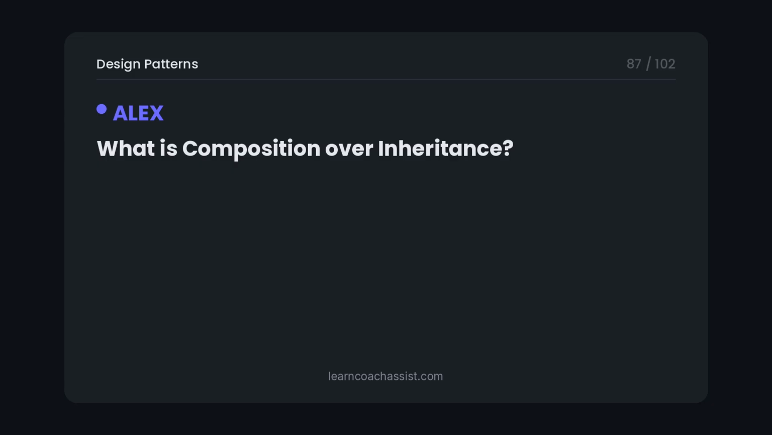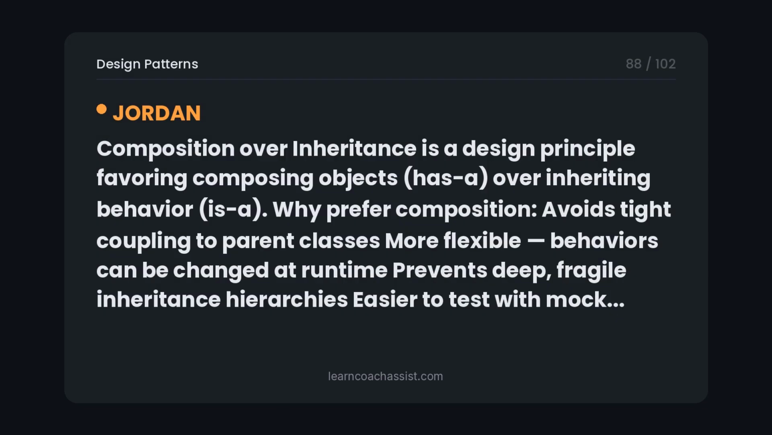What is composition over inheritance? Composition over inheritance is a design principle favoring composing objects, has-a, over inheriting behavior, is-a. Why prefer composition? It avoids tight coupling to parent classes and is more flexible. Behaviors can be changed at runtime, it prevents deep, fragile inheritance hierarchies, and it is easier to test with mock objects. Patterns that use composition: strategy, decorator, observer, bridge.